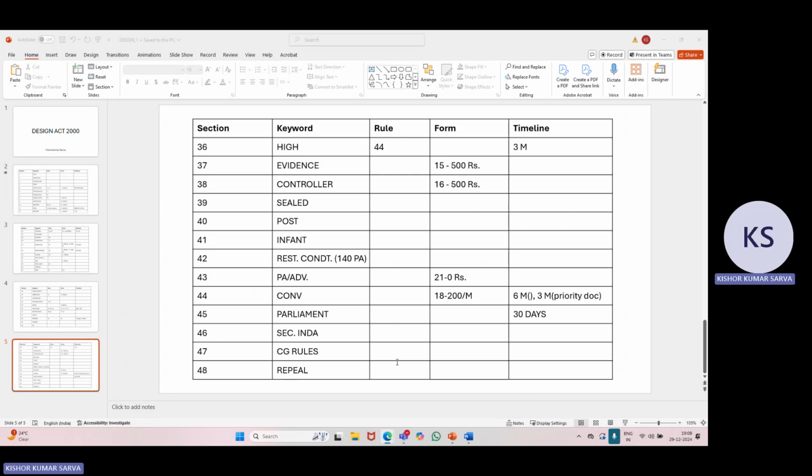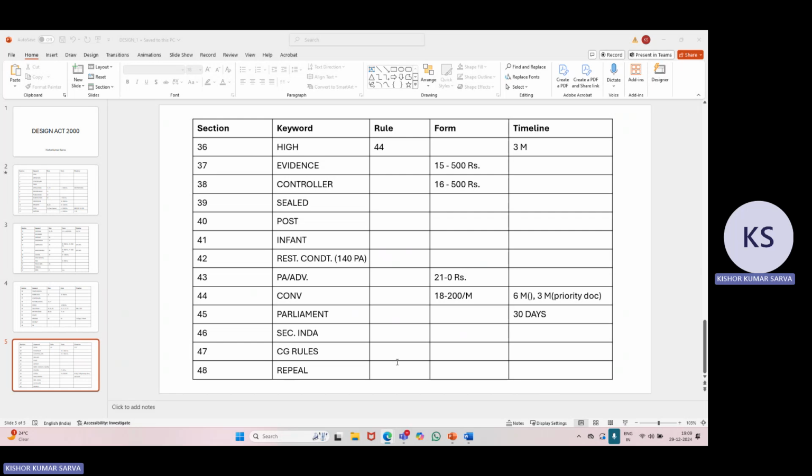Now section number 40 talks about post. That is, whenever you communicate with the controller or the patent office, you will post, not courier. Section number 41 talks about infant and lunatic. If there is a small child who is not an adult and there is an application granted in his name, then their legal guardian or person authorized by court will take actions on their behalf in case of any infringement suit or revocation proceedings.